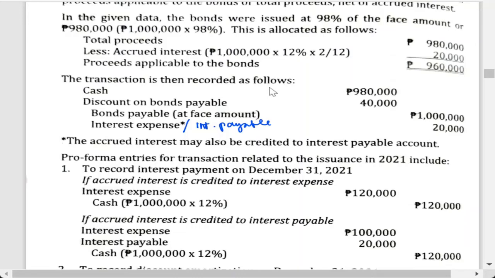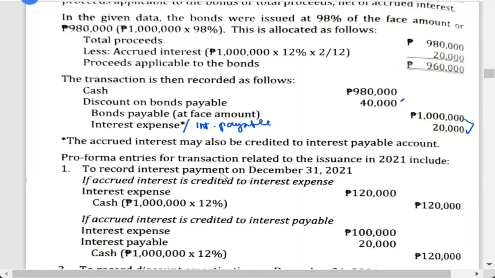But it depends on which account you used on issuance, because when you reverse it, you need to follow what you used earlier. And then the balancing figure, since the credits total 1,020,000, the balancing figure on the debit side is 40,000, discount on bonds payable. It is a discount because the proceeds are lesser than the face amount. So what would be the entries?